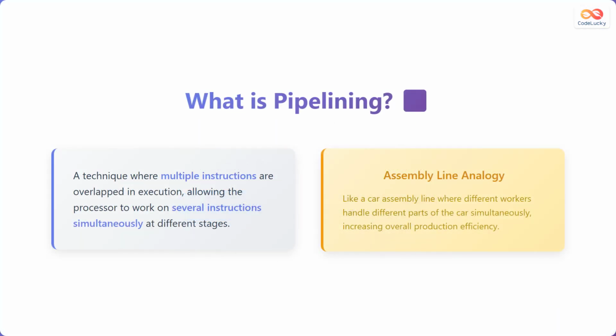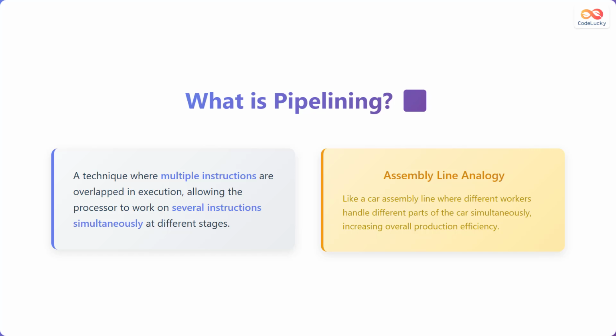So, what exactly is pipelining? Pipelining is a technique where multiple instructions are overlapped in execution. This allows the processor to work on several instructions simultaneously, but at different stages of their execution.